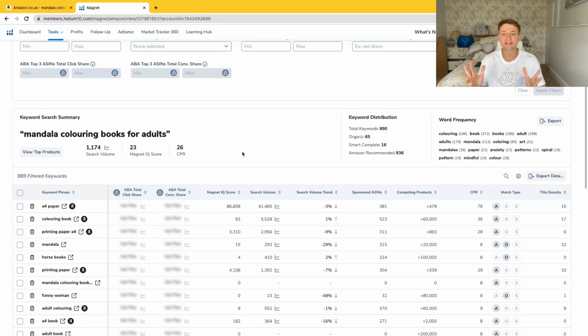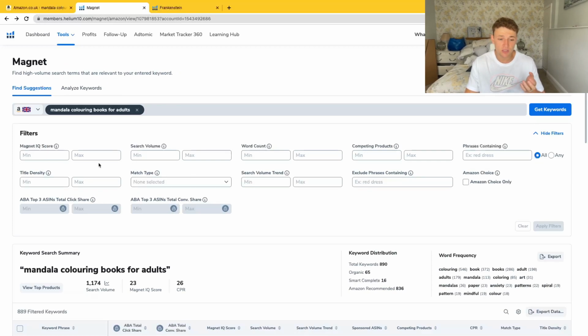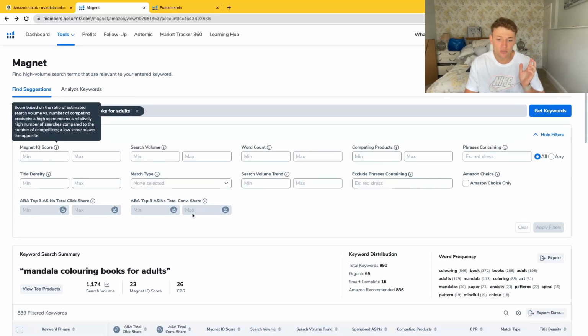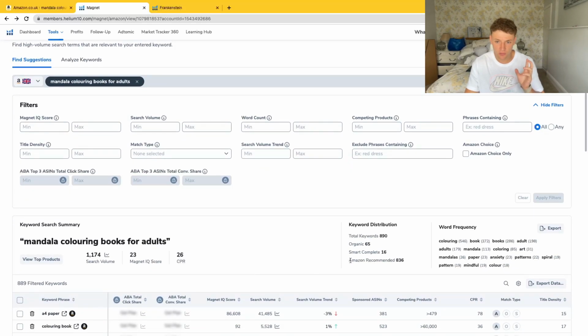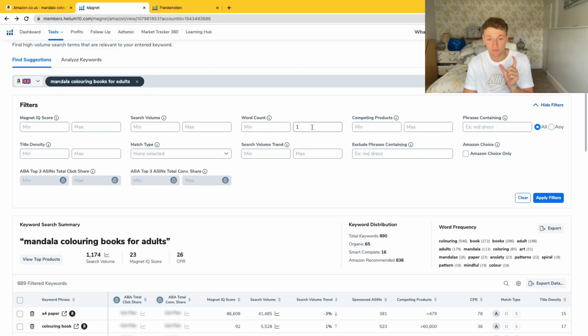Now there's a lot of data here to get through, but don't worry, Helium 10 makes it really easy to access all of the information. You can see there are loads of different filters that we can use. You can use Magnet IQ score, which is basically a combination of search volume and number of competing products. You can filter by the number of searches per month, and number of words. So the word count filter is the number of keywords in a search phrase. If you wanted a short tail keyword, you could set a maximum so that only keywords with one word in the phrase come back. Or if you're looking for longer tail keywords, you could have something with 2 or more in there.